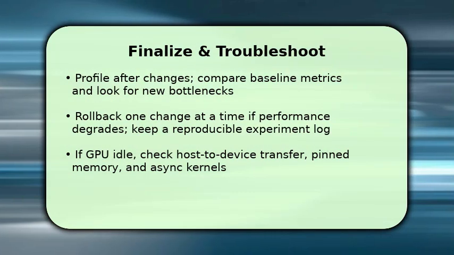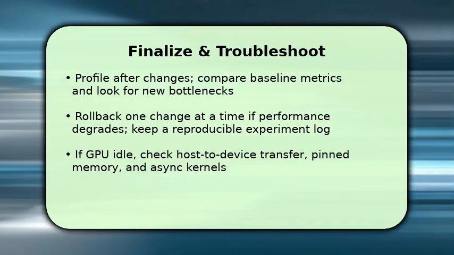To finish, rerun your benchmarks and verify that each change improved throughput versus the baseline. You must profile again, observe where time is spent, and iterate. Apply one change at a time and record results so you can roll back regressions.